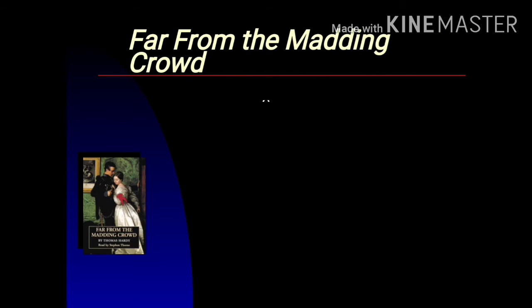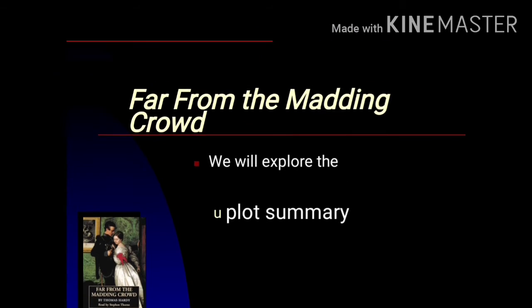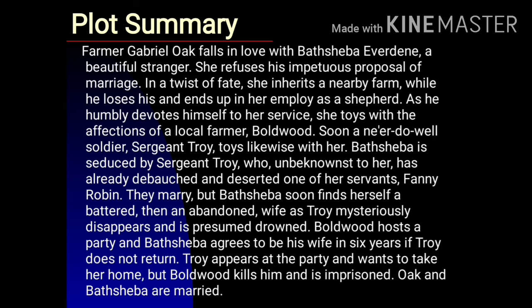In this video, we will learn the plot summary of the famous novel Far from the Madding Crowd, which is written by Thomas Hardy. In this novel, the major protagonists are Gabriel Oak and Bathsheba.